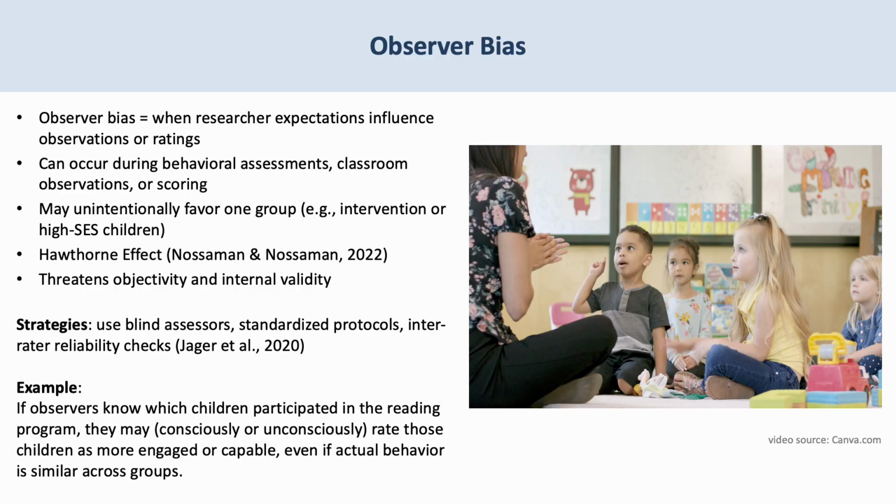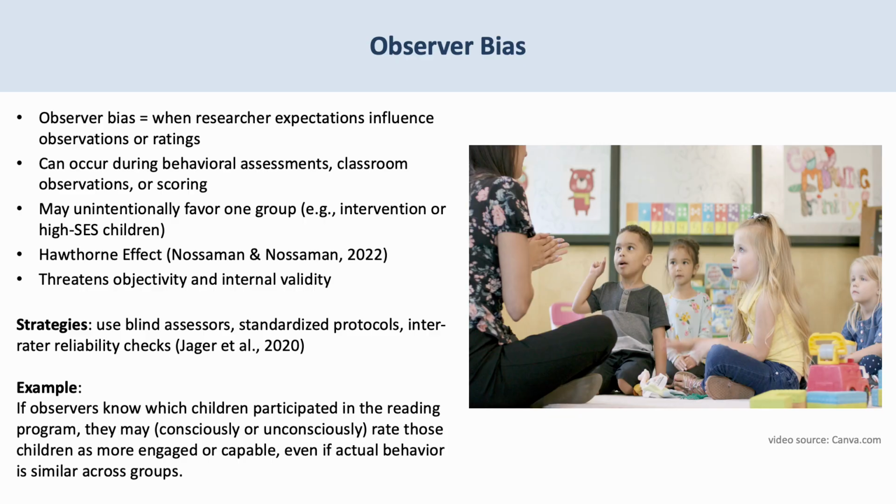The problem with observer bias and the Hawthorne effect is that they threaten the accuracy and objectivity of the data. It means we're no longer measuring the child's actual development, we're measuring the observer's expectation or the child's response to being observed. To prevent this, we can use several strategies. One is to have assessors who are blind to the group assignment, so they don't know which children were in the intervention. Another is to use standardized observation tools with clear criteria. We can also check for inter-rater reliability to make sure different observers are interpreting behaviors in the same way.